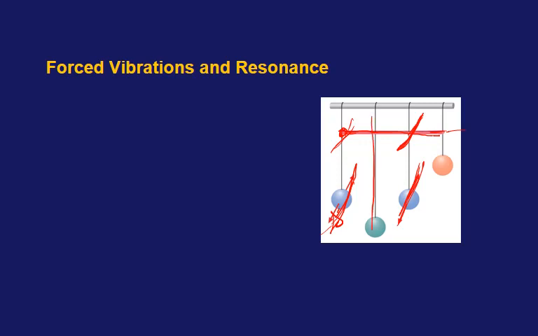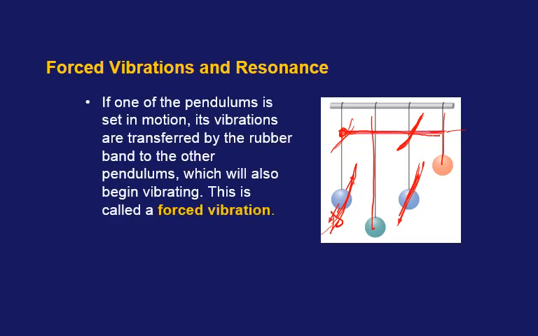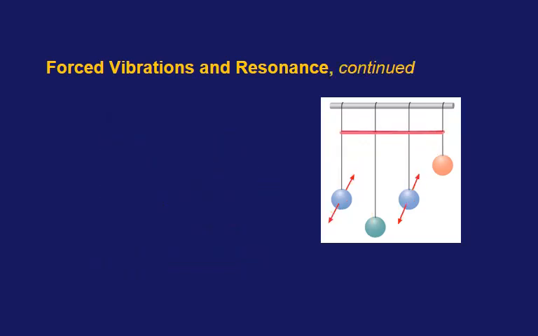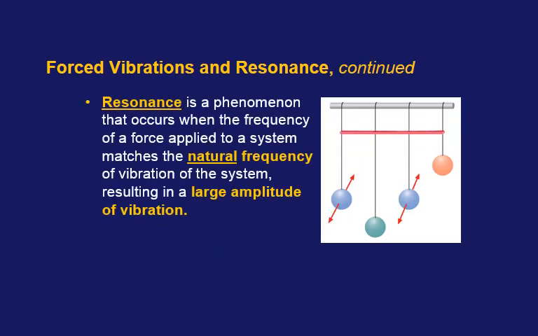Now this one and this one have a different length, so they're not really going to be going to very high amplitudes because their natural frequency doesn't match. When we have a natural frequency based on its length, right, if you hit a pendulum and you see it go back and forth, it's going to go back and forth at a certain rate, and that's called its natural frequency. Now, if we end up forcing something at its natural frequency, we call that resonance, where we're pushing something or pulling something at its natural frequency.